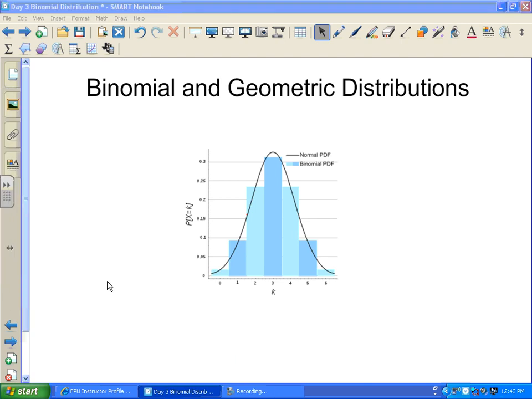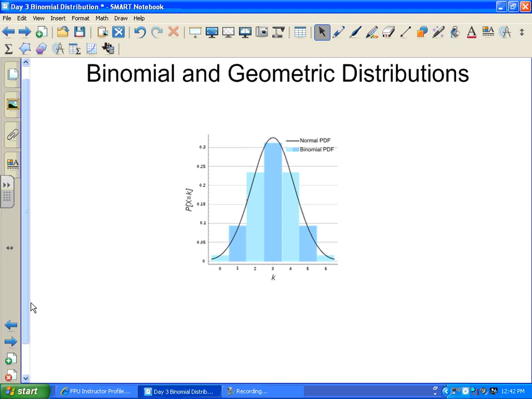Here's the deal with binomial distributions. Binomial distributions are dealing with discrete data. You should know what discrete data is. Discrete data can be represented in a histogram. Continuous data is represented by one smooth continuous curve.